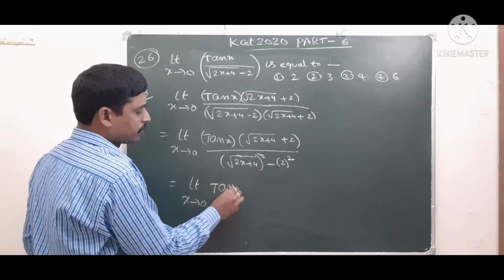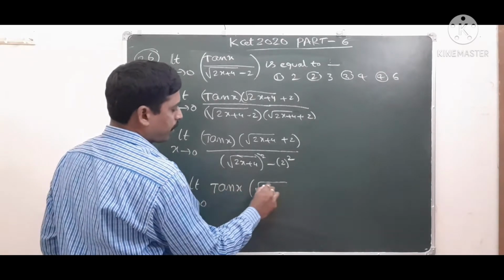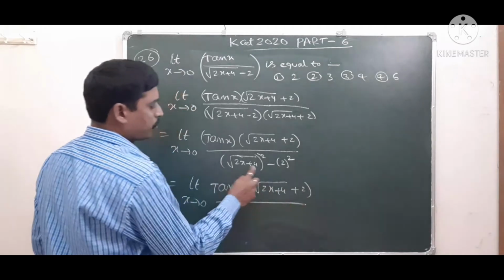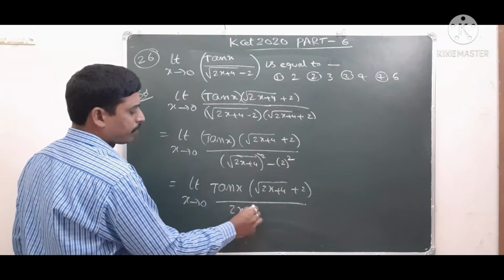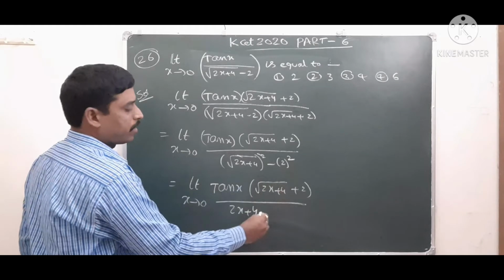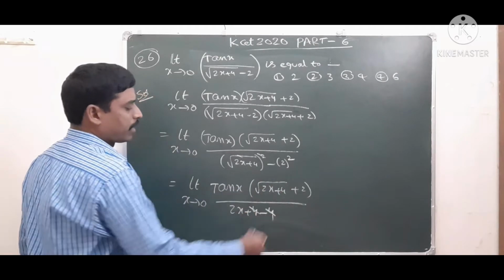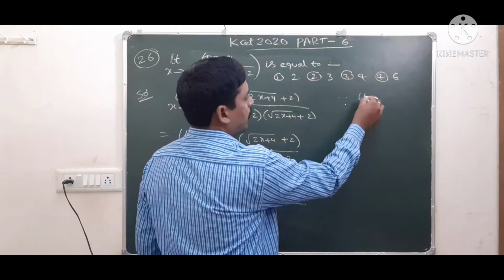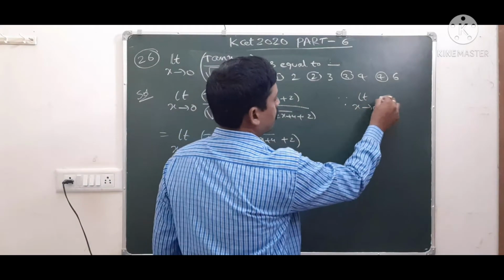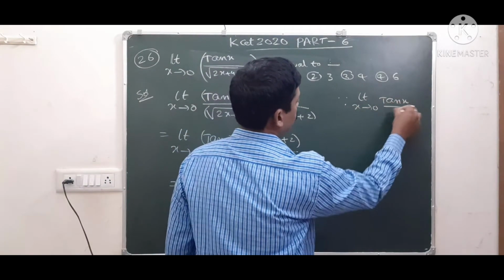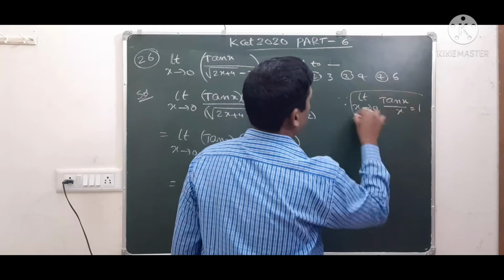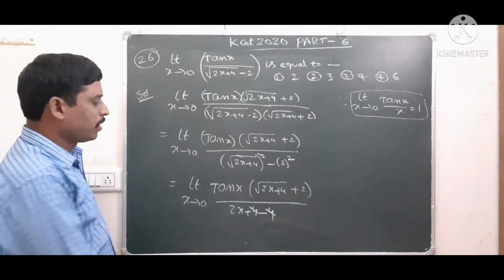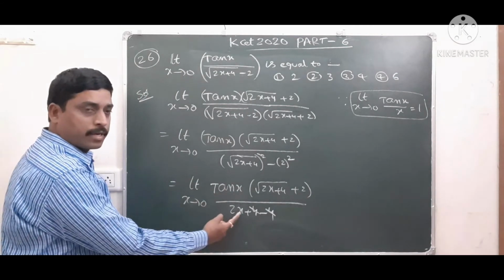So limit x tends to 0, tan x into root 2x plus 4 plus 2. The denominator value is 2x plus 4 minus 2 square, which is minus 4. The 4 gets cancelled. We have limit x tends to 0 tan x by x is equal to 1. In this, tan x by x is replaced by 1.